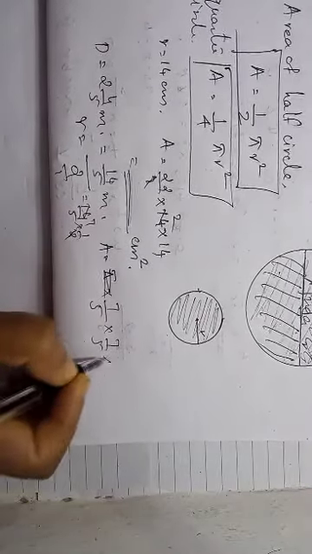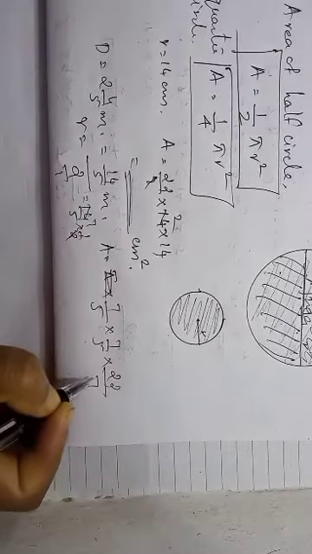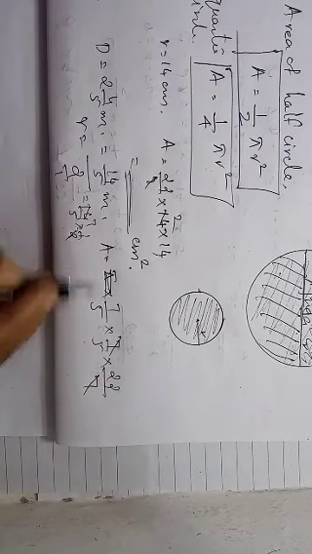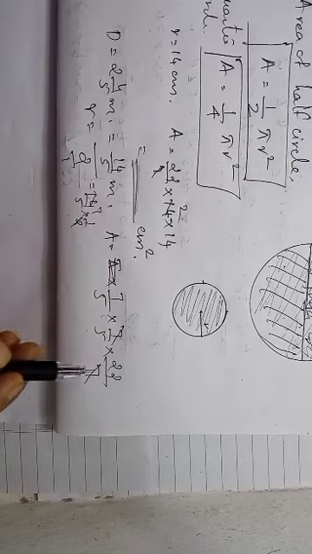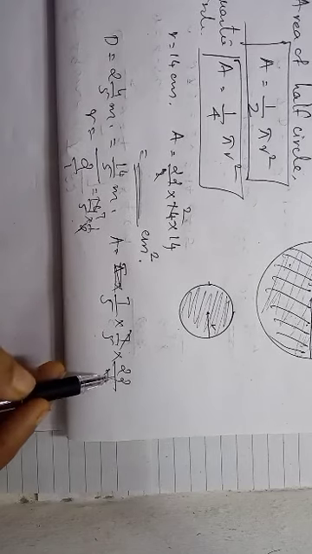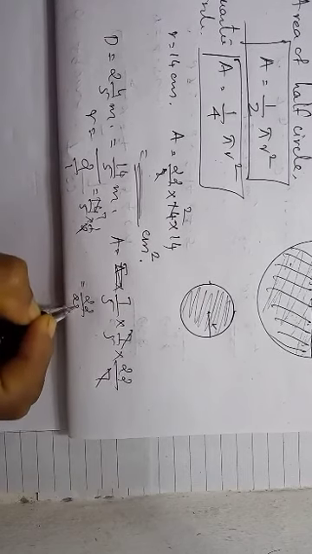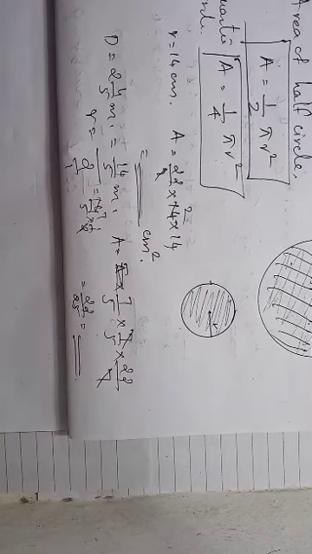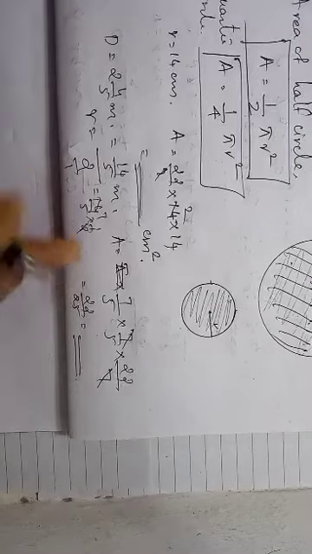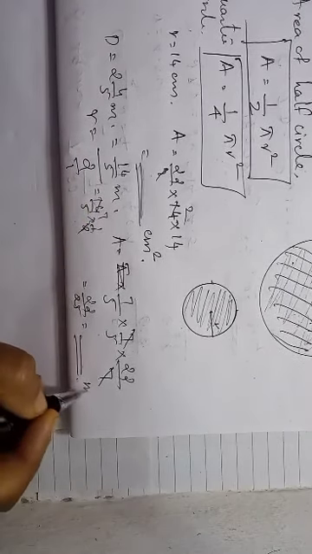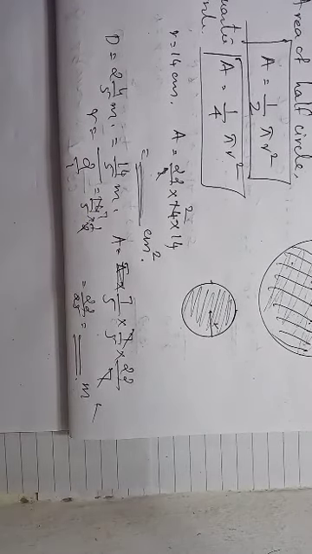Pi value we can take as 22/7. One 7 we can cancel. That's why we are taking the value of pi as 22/7. Then multiply, 22 divided by 25. You will get a decimal number. That is the area in meter square. All are in meter, so the answer is in meter square.